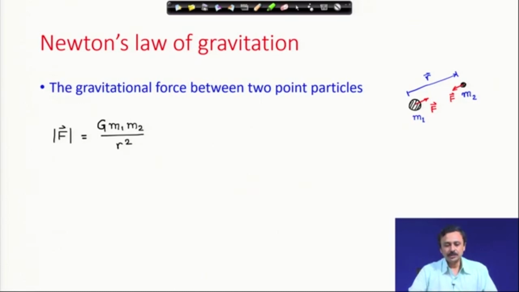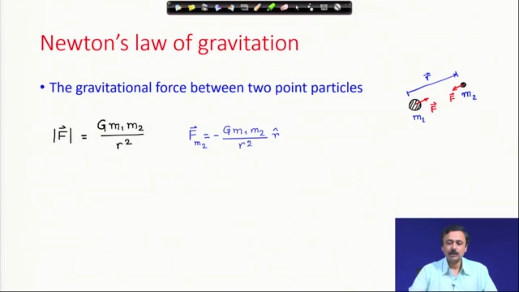Then what Newton's universal law of gravitation states is that the magnitude of the force is equal to the universal gravitational constant, capital G, m1 m2 by r square, where r is the magnitude of the distance separating the two particles. As a vector, the force on body m2 can be represented as minus G m1 m2 by r square times r cap. R cap is the unit vector in the direction of r vector.